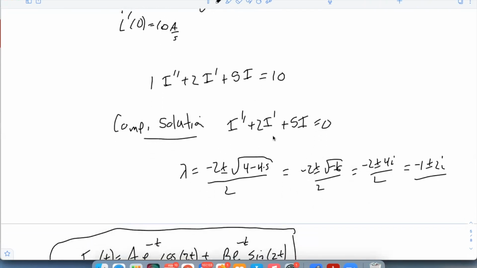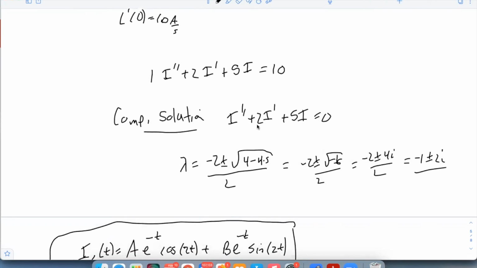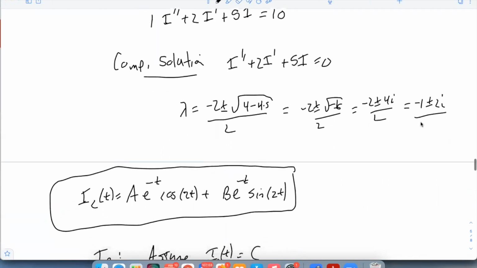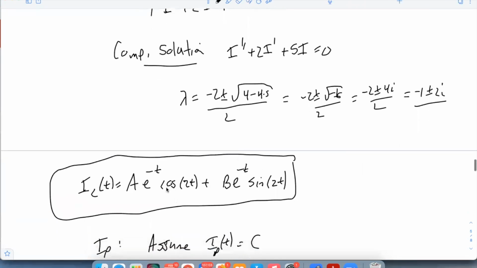Find our characteristic polynomial. That's going to be lambda squared plus 2 lambda plus 5 equals 0. We just throw that in the quadratic formula and get our two solutions. So we end up with complex solutions. So remember, when you're writing up your complex solutions, it's always going to be an exponential with the real part as your parameter, and then sines and cosines with the imaginary part as your parameter. And of course, our variable is t.